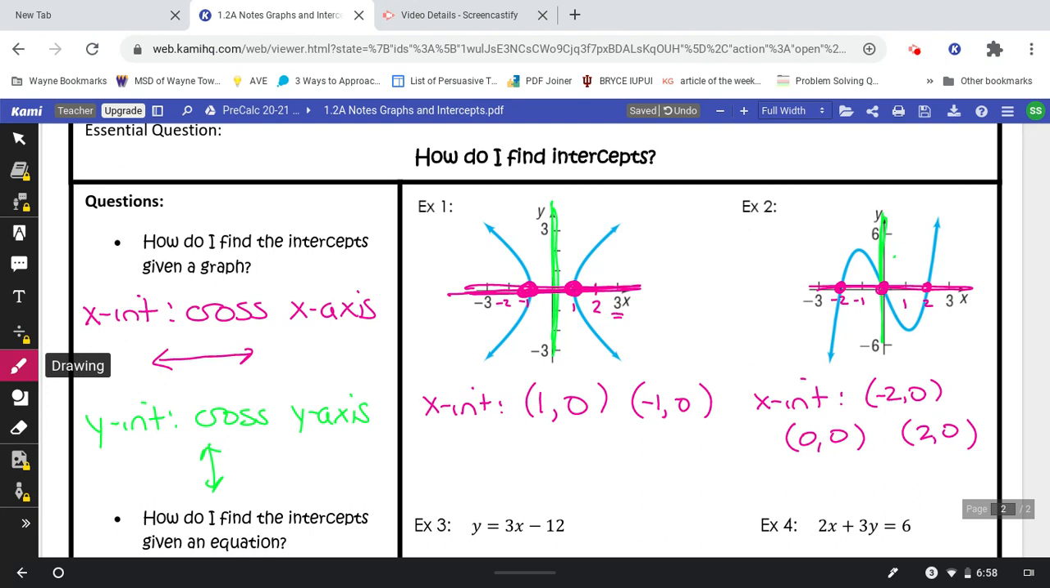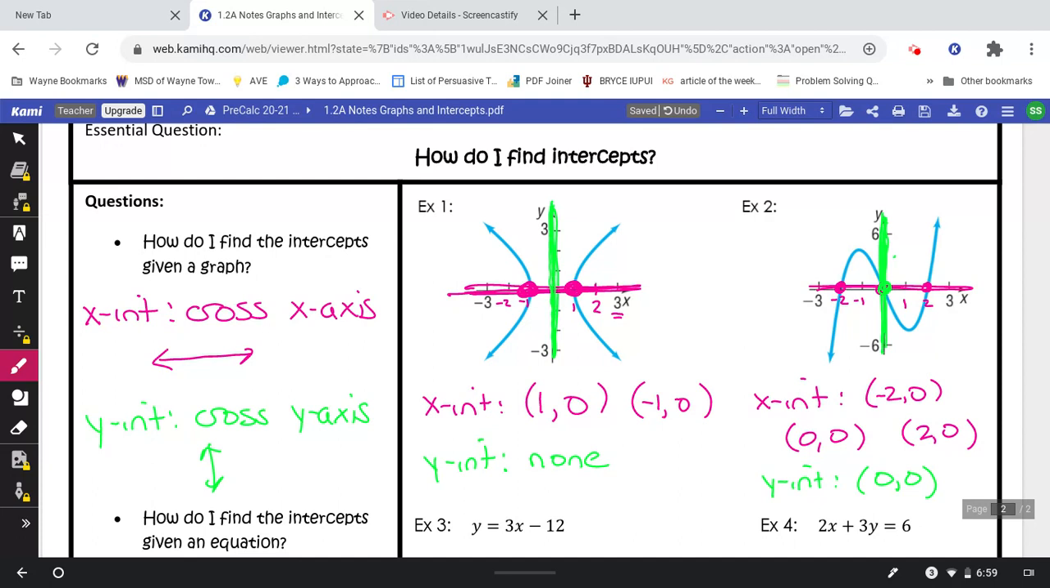Let's take a look at our y-intercepts. This one, when I look through here, I notice that the blue graph is not touching this green line at all. So I actually don't have any y-intercepts for problem number 1. For problem number 2, I notice as I draw my line here, I do have a point that crosses. It's the same point that crossed before, 0, 0. So you'll notice for example number 2, 0, 0 is both an x-intercept as well as a y-intercept.